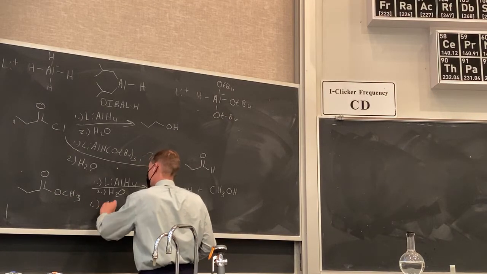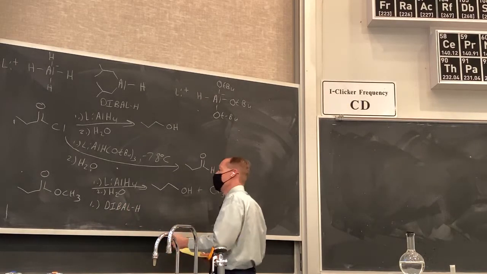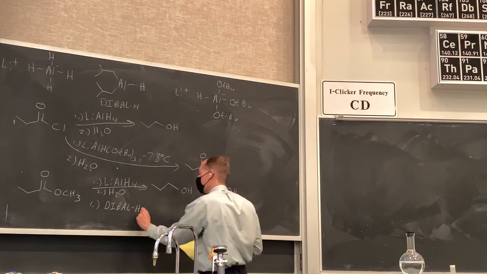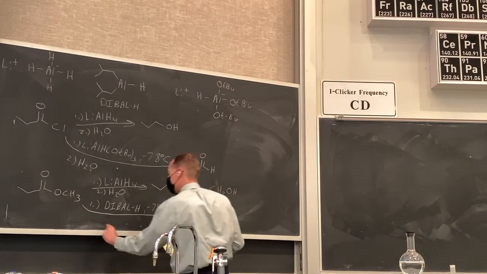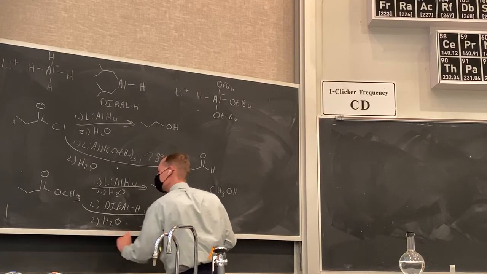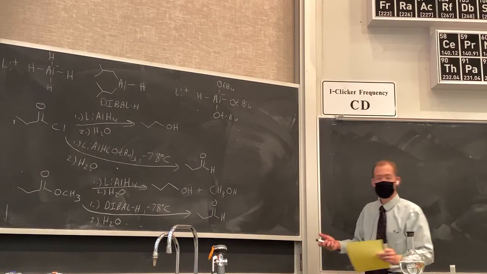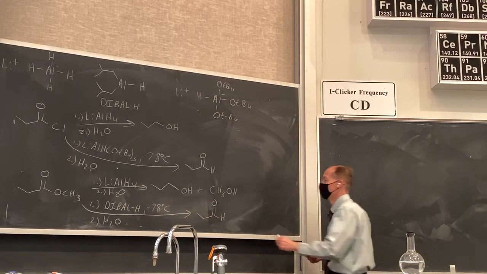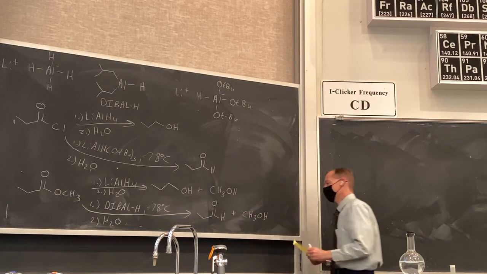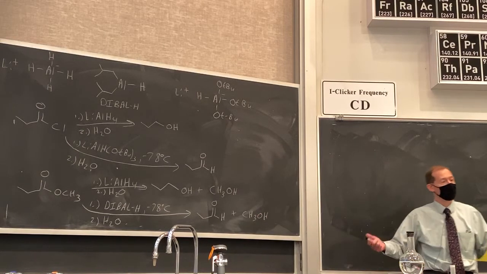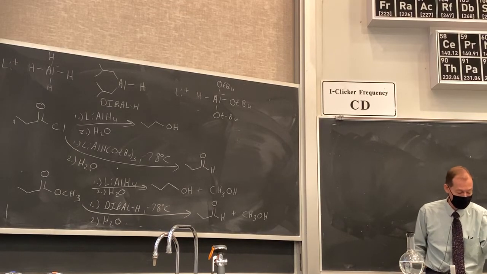If we take one of our other aluminum reducing agents, either DIBAL or lithium tri-tert-butoxy aluminum hydride, remember these are interchangeable. We run that reaction at low temperature. We add water. Now we're going to get the aldehyde as our product. And methanol is a byproduct. Of course, the polarity of these 2 species is going to be significantly different, so we would be able to separate them. Okay?